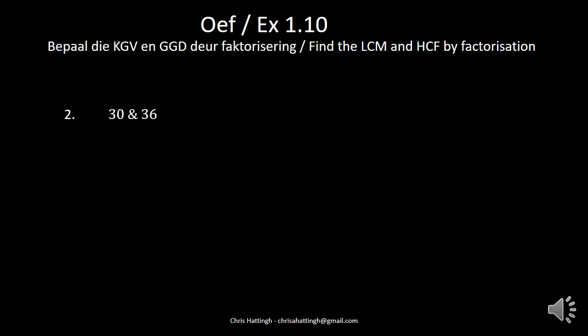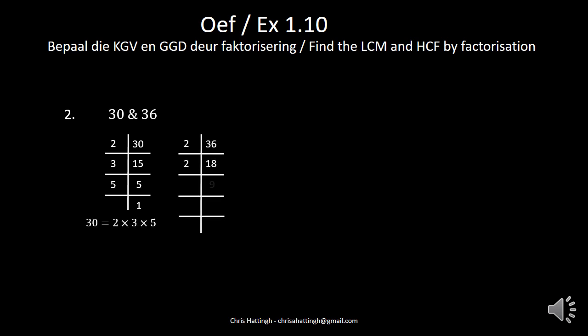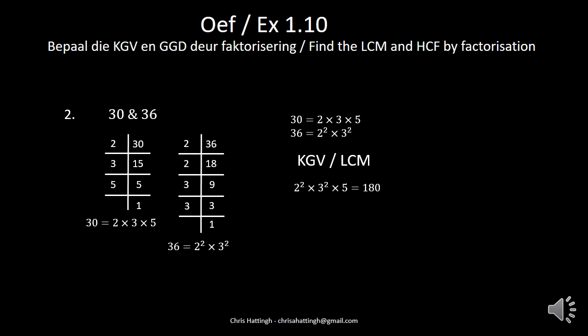Number 2, 30 and 36. First thing you do is you factorize both the numbers. And then your LCM is all factors. So you're going to look at the 2, the 3, and the 5. Which 2 are you going to take? The one with the highest exponent. So you're going to take 2 to the power of 2 times 3 to the power of 2 times 5, which is 180.